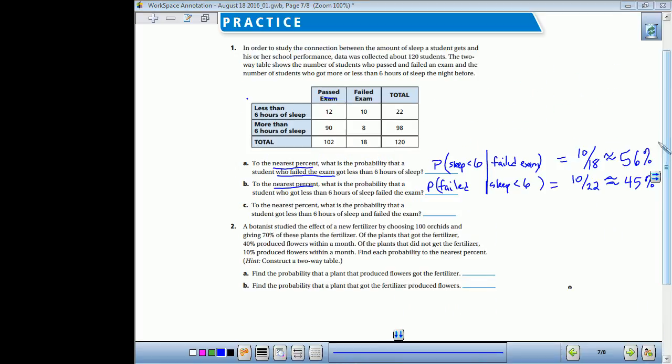Alright, C. To the nearest percent, what is the probability that a student got less than 6 hours of sleep and failed the exam? Is there a condition? No, there's not a condition. So this is probability, sleep less than 6, and fail. What we're looking at this time is inside the intersection. Sleep less than 6 and failed would be 10 out of, what's the total this time? 120. Awesome. So this gives us 8%.